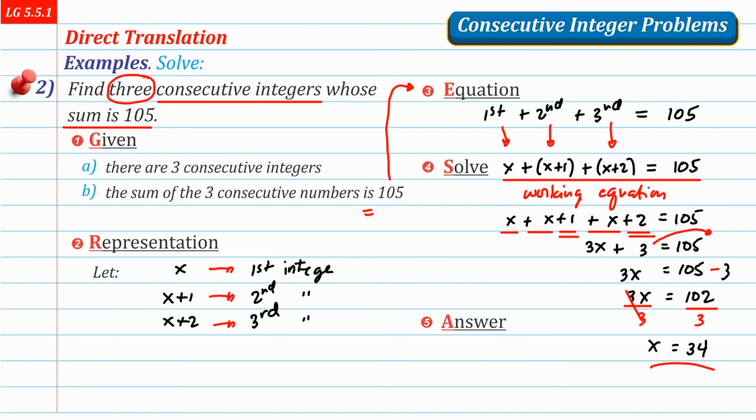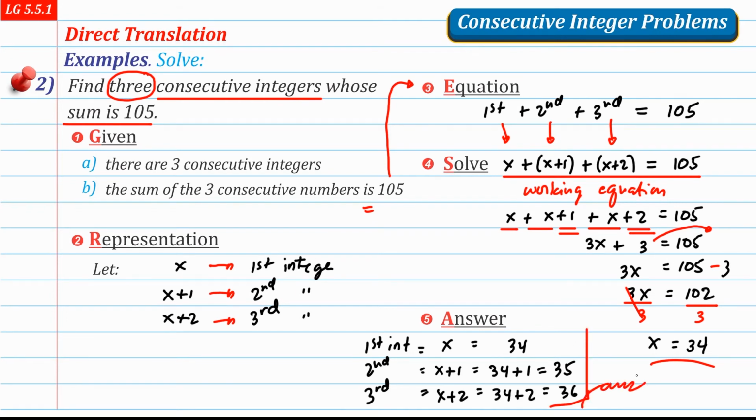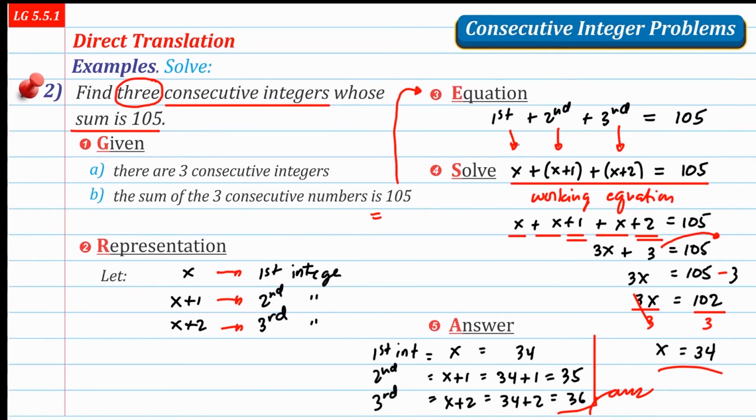What is the answer? What is being asked? Find the 3 consecutive integers. The answer is the first integer, second, then third. Go back to the representation: the first integer is x, which is 34. The second integer is x plus 1, so 34 plus 1 is 35. The third is x plus 2, so 34 plus 2 is 36. So these are the three numbers. Do you get it, guys?